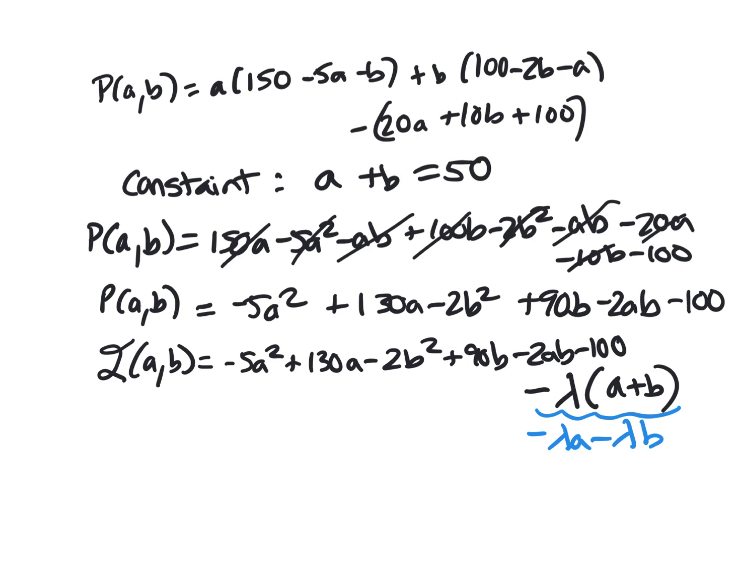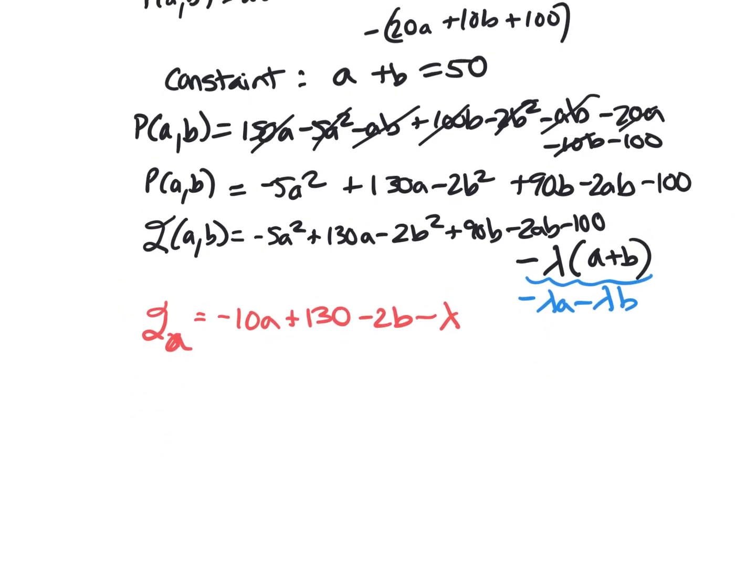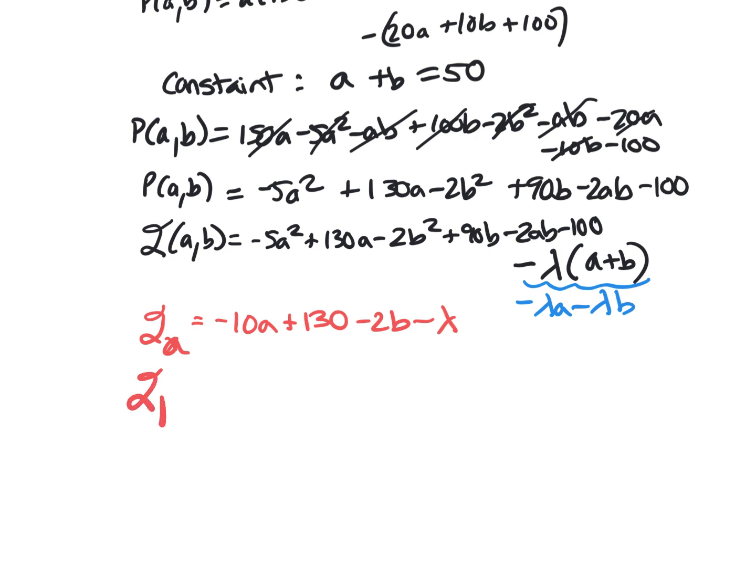Okay, so let's do the partial derivative with A. It's going to be negative 10A plus 130. Remember, anything that's not A is a constant, so anything with just B is 0. Minus 2B, and then minus lambda. And then we've got the partial derivative with respect to B: minus 4B plus 90, minus 2A minus lambda.